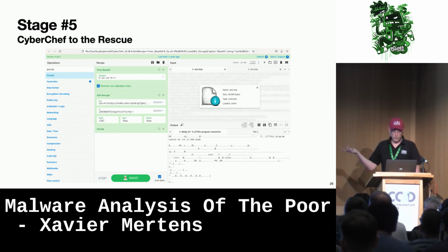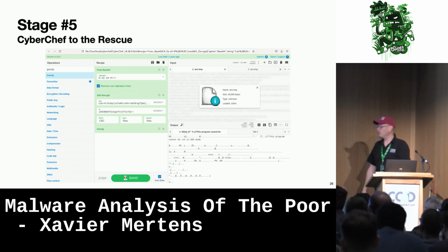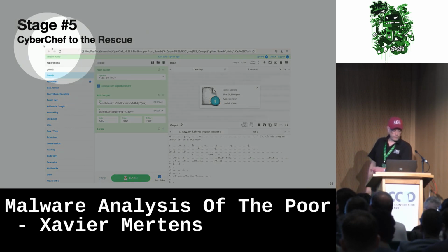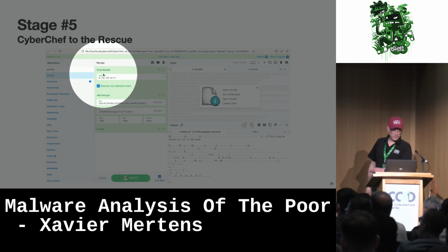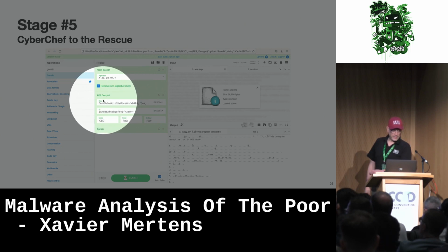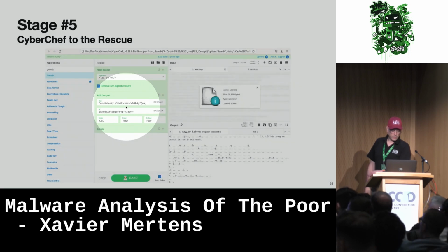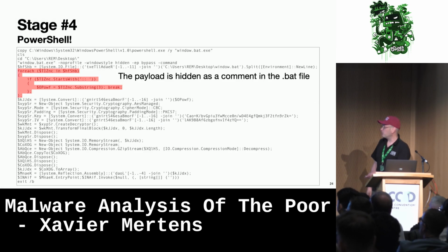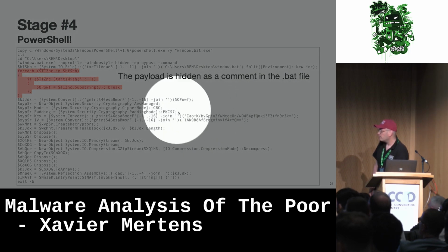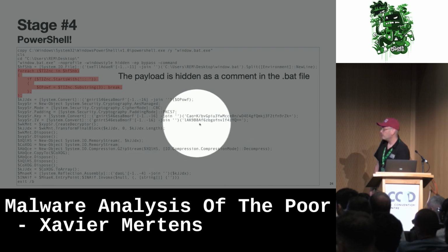So what we have to do is just write a simple recipe in CyberChef. The first step is we decode the base64. Then we decrypt it with the key and the IV that we have in the script. So I will go back. So that's the information that we have here. Oops, sorry. Where is it? Here. My key and the IV.